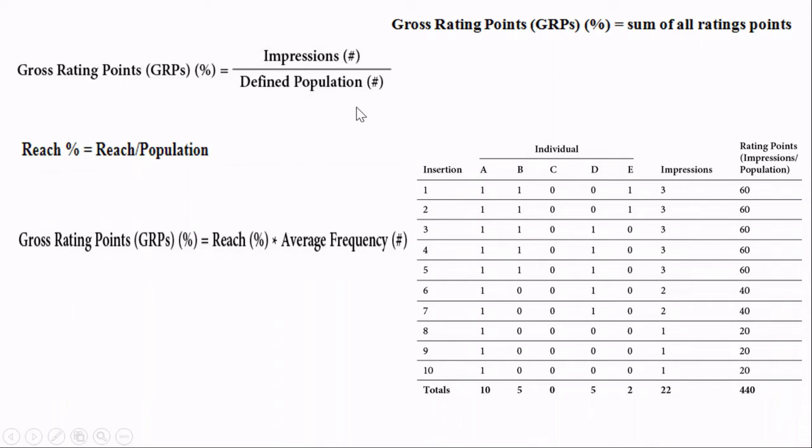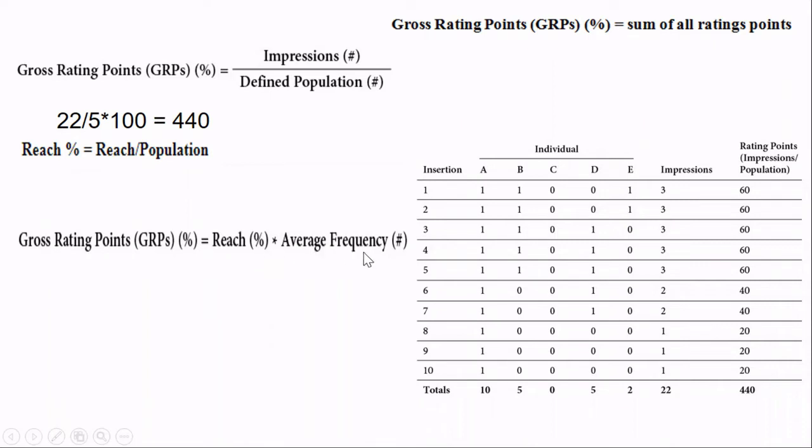You can also do it this way, just the total number of impressions divided by the defined population. The total number of impressions was 22, the population was 5. 22 divided by 5 times 100 gives you that same number, 440. The third way to calculate it, and you can calculate it any of these 3 ways, and you may have to choose one over the other based on the information that you're given.